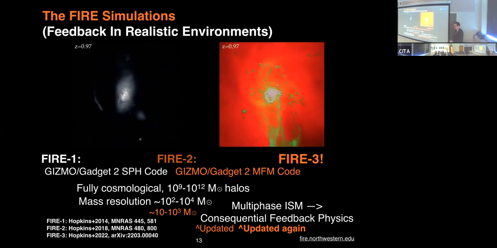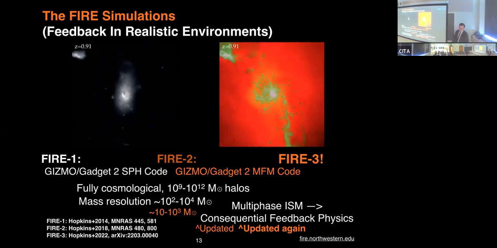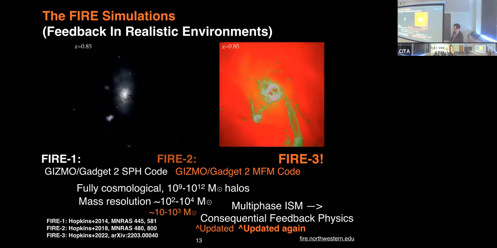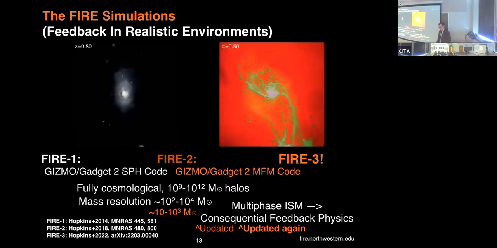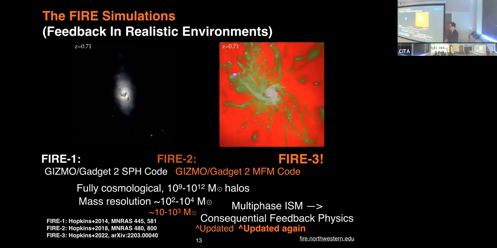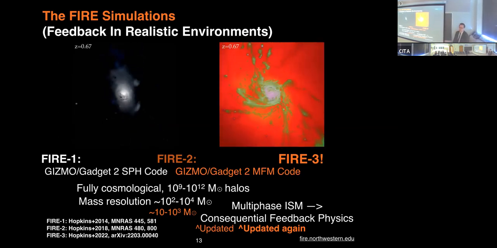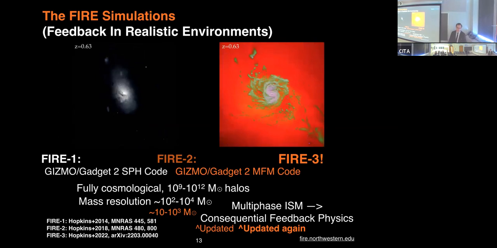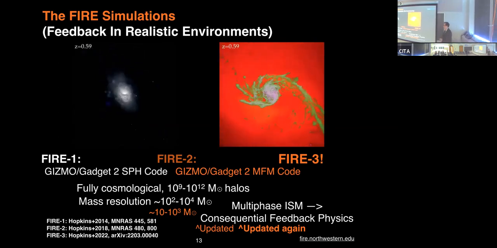And these have that whole gamut of feedback processes, except for AGN, the ones I'm talking about. So stellar winds, radiation pressure, supernova type 1 and type 2. And the resolution is such that we are resolving the ISM, so we can talk meaningfully about a multi-phase ISM. And that's a very important and critical part.